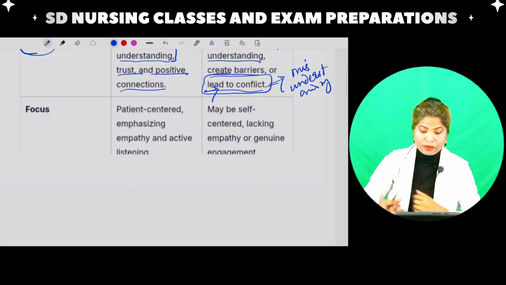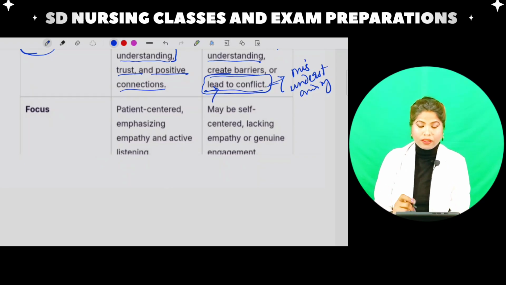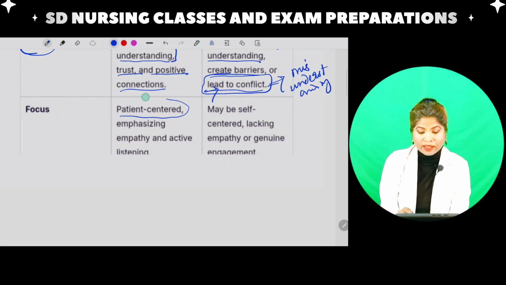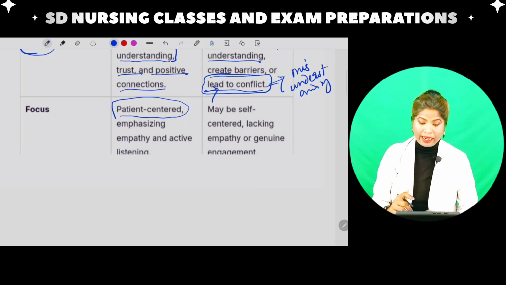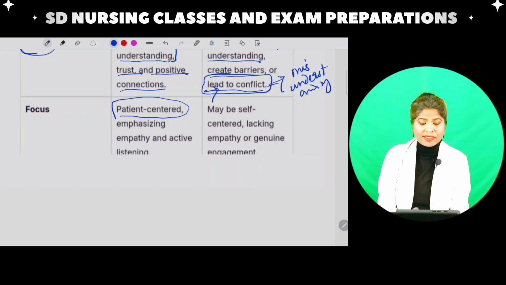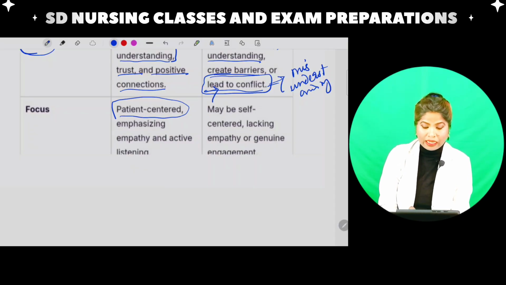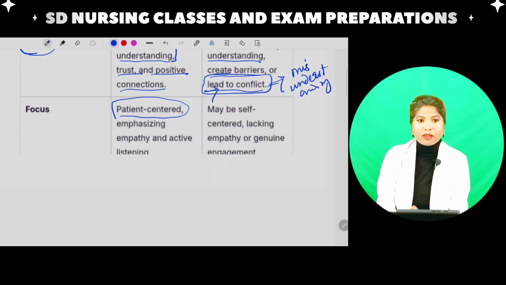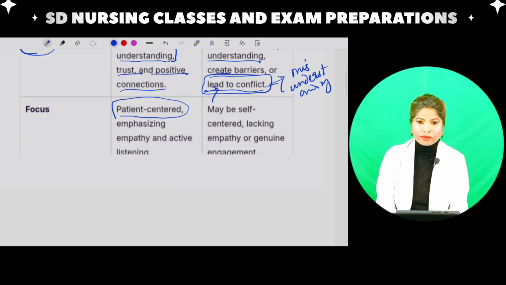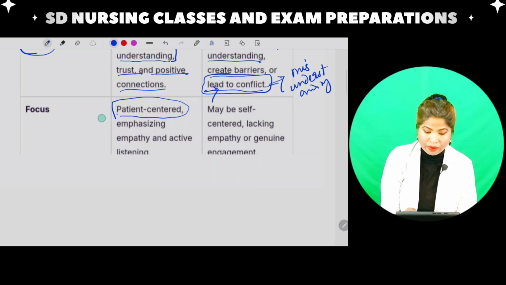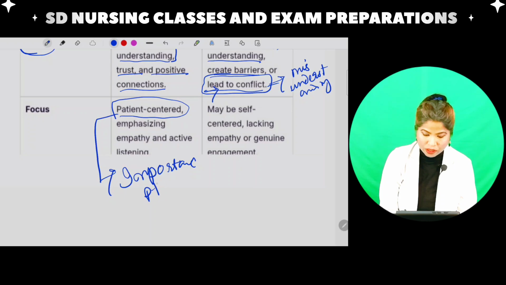Then we will see the focus. Here our focus is patient-centered. Our main focus is the patient, emphasizing empathy and active listening. We have to understand the patient's feelings and requirements, and always give importance to the patient only.